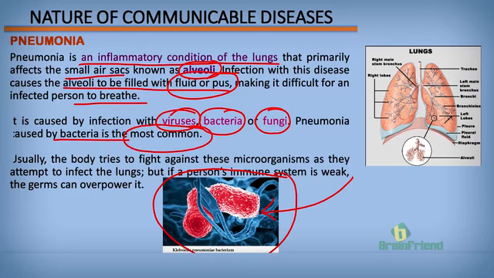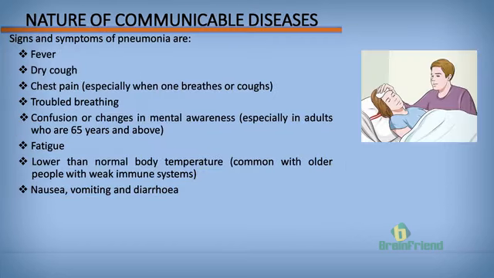Usually, our body has an immune system that tries to fight against diseases when they try to invade our body. So the body tries to fight against these microorganisms as they attempt to infect the lungs. But if a person's immune system is already weak, the germs can overpower it. Signs of pneumonia. We have fever. So fever is one of the signs that someone has pneumonia.